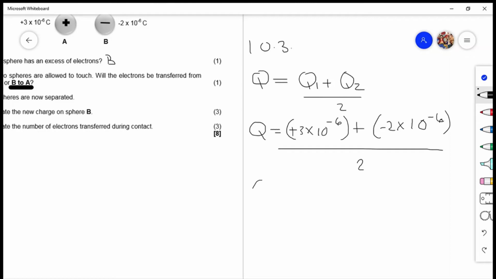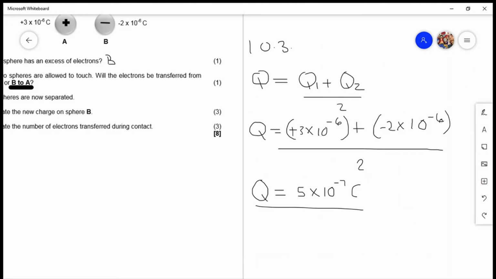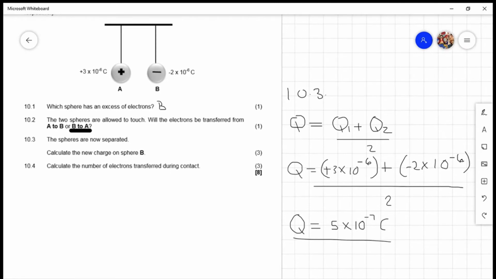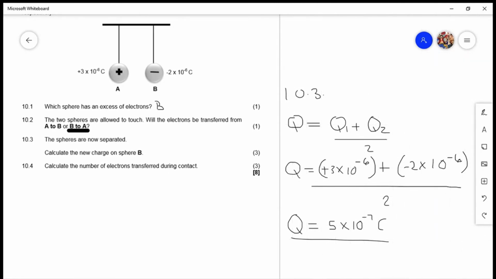Once we put this on our calculator, each individual sphere now has a charge of 5 times 10 to the power negative 7 coulombs. Before, the spheres had charges of positive 3 times 10 to the power negative 6 coulombs and negative 2 times 10 to the power negative 6 coulombs. That was before they touched. Then they touched, electrons were transferred from B to A, and they were separated. After they separated, each sphere now carries a charge of 5 times 10 to the power negative 7 coulombs.